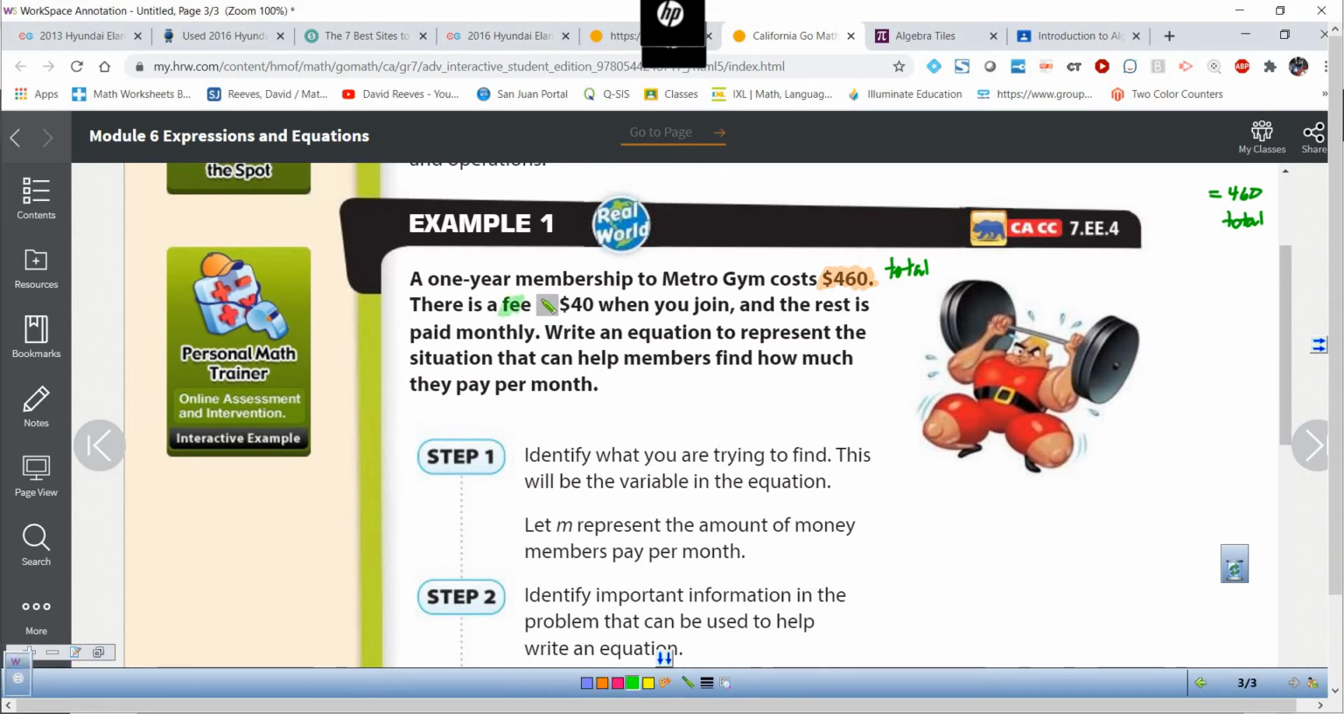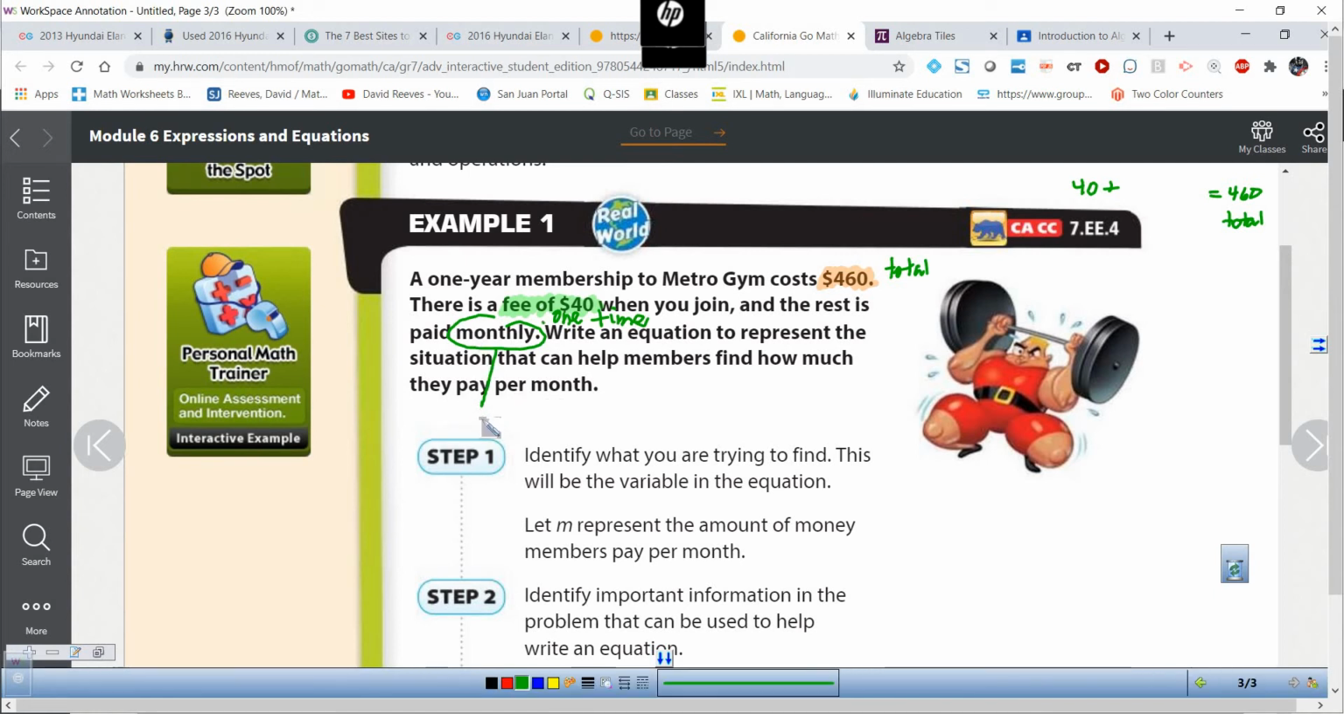Many of these problems are going to have a one-time fee or a one-time cost. Why is that important to focus on the fact that it's one time? That tells us it's not going to have a variable attached to it. It's a one-time event. So that means the $40 is part of the cost, but it only occurs one time. It doesn't repeat. And then right here, the rest is paid monthly. Now that is a recurring cost.